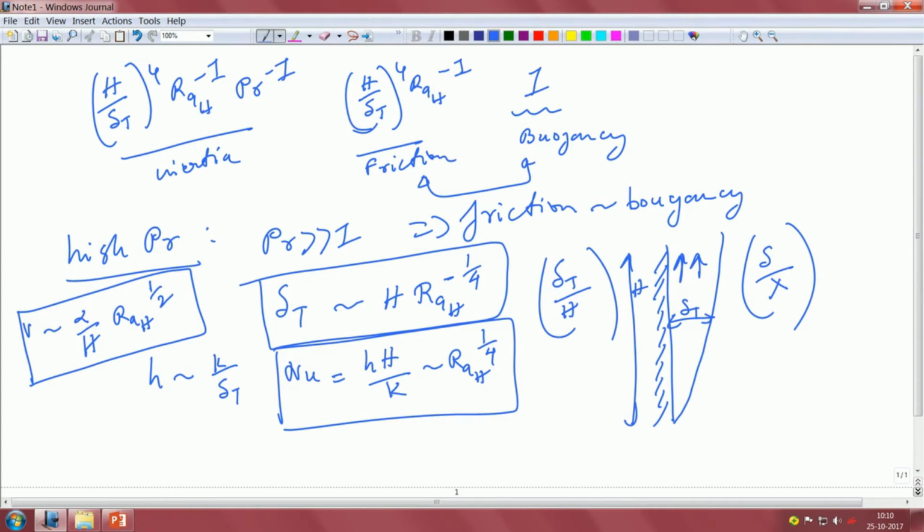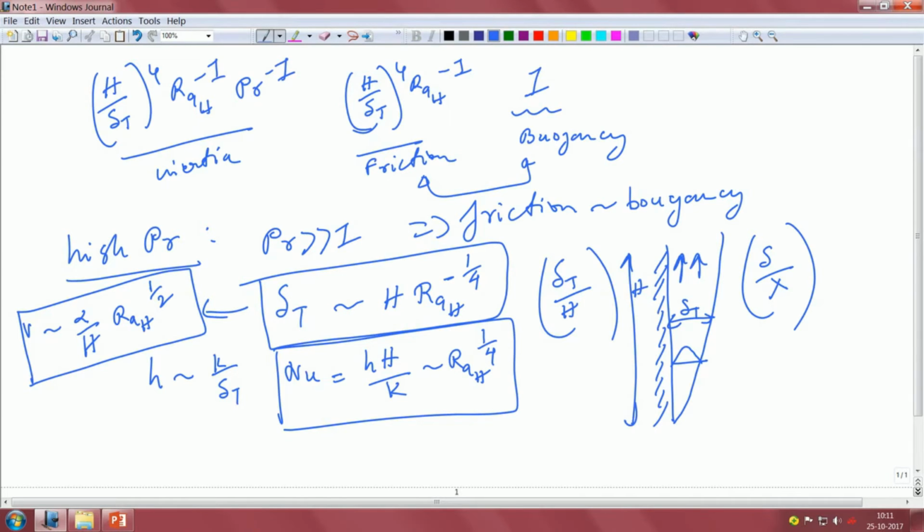So, V is alpha by h multiplied by Rayleigh number h to the power of half. These all come from the scaling arguments, from the scaling that we did earlier. It is just a substitution of delta t, that is all that we have done, to get from here to here.